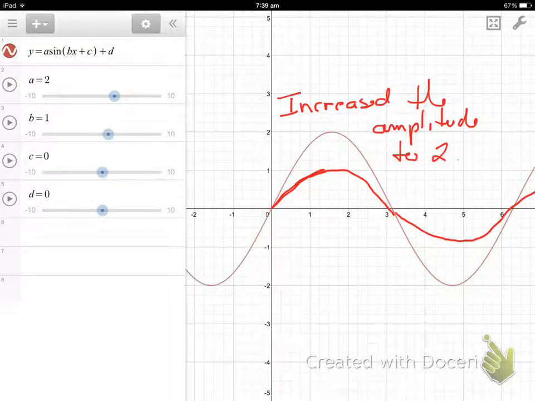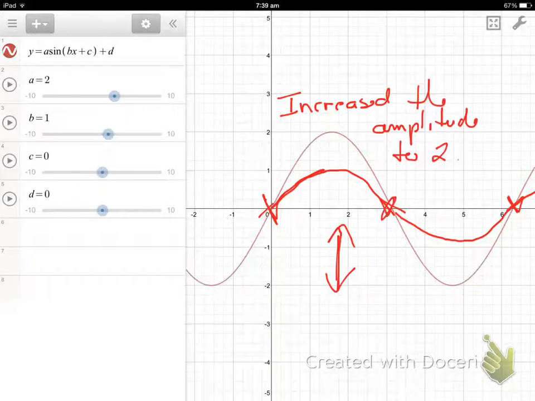More importantly, it didn't change anything else on the graph. Didn't move the graph left to right. It didn't change the x-intercepts. It only moved it that way. Very important. Now, the next step is I want you to move the A value back to 1 again, and next we're going to investigate the value of B.